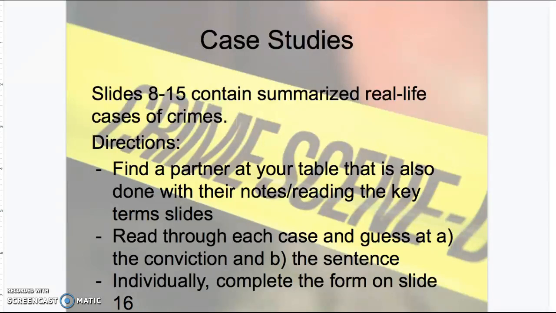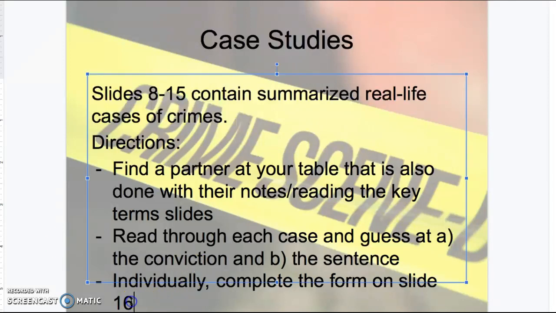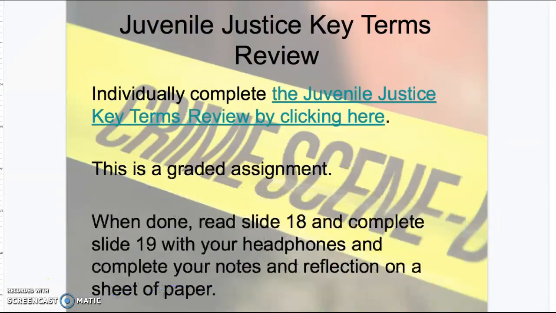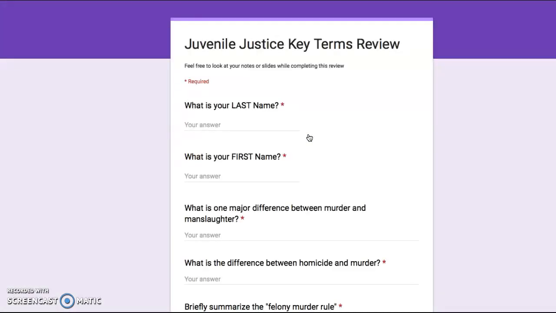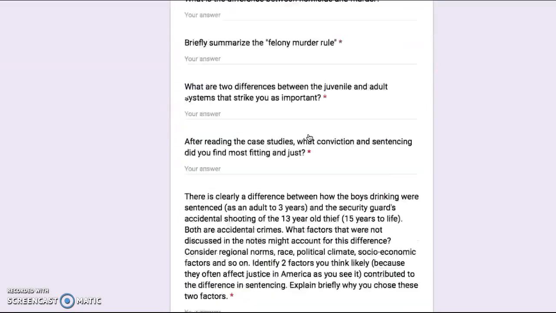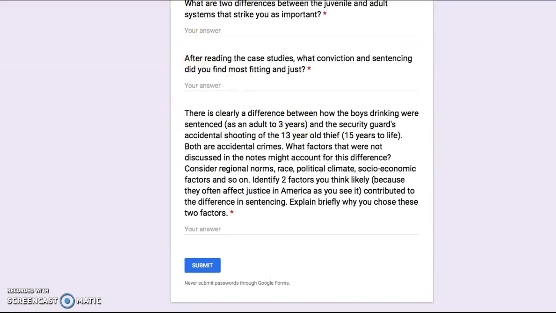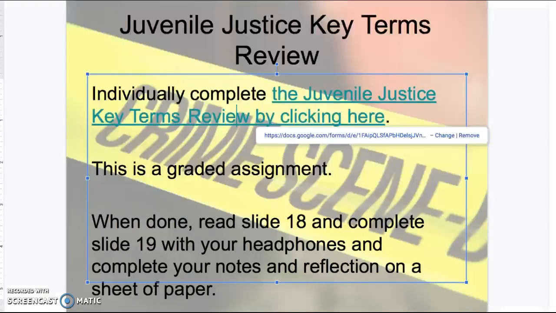Then on slide, oops, not 16. On slide 17, there is a Google form. Looks like this. This is the assignment that you'll need to complete once you are done talking with your partner. And I'd like you to individually complete this assignment. Just submit when you're done. And this is a graded assignment, so think carefully about your answers.